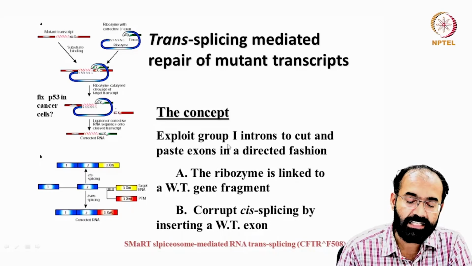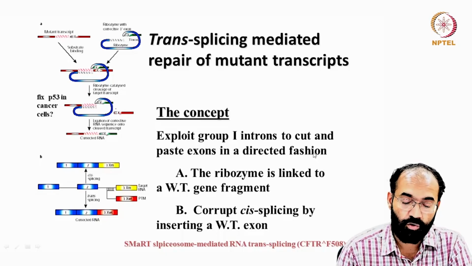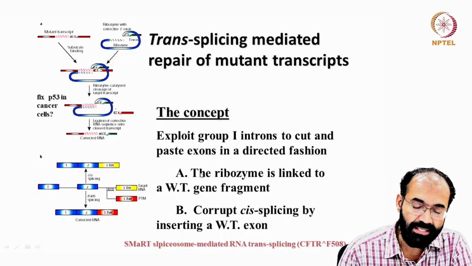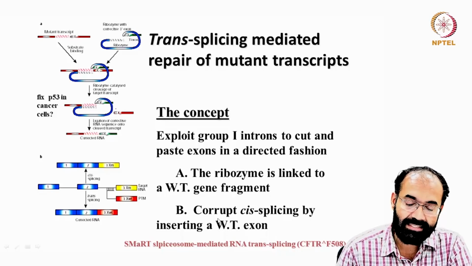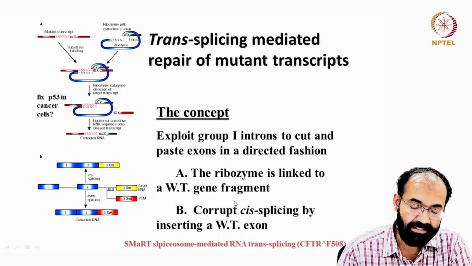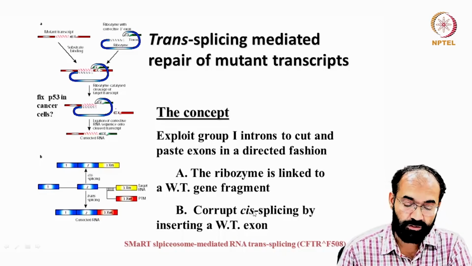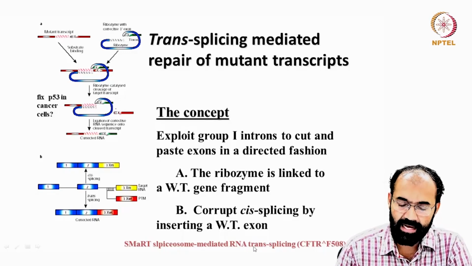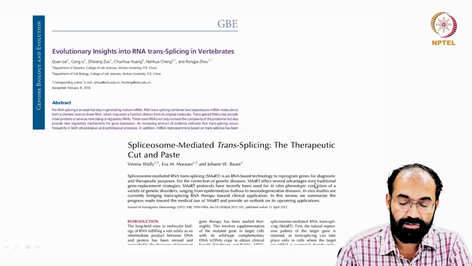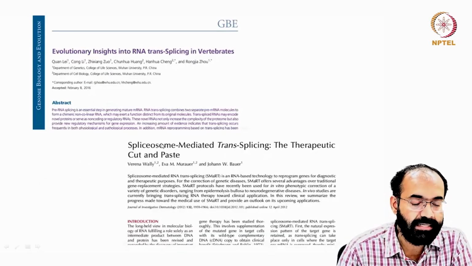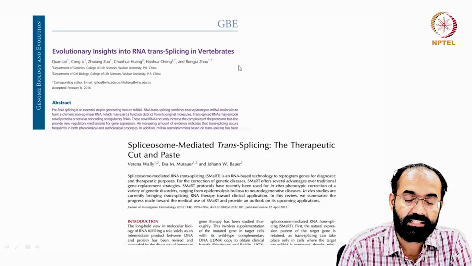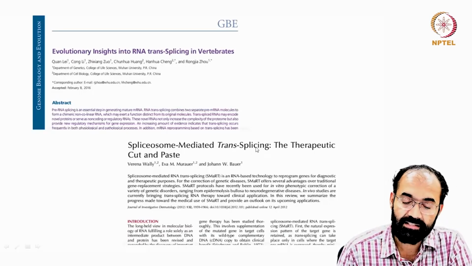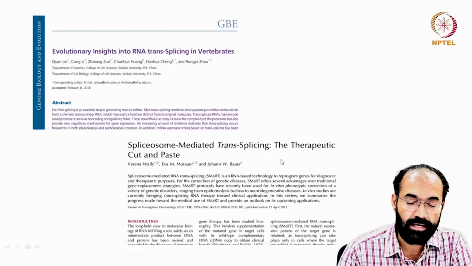So the concept is to exploit the group 1 introns to cut and paste exons in a directed fashion. What we saw, how group 1 introns are functioning. The ribozyme is linked to a wild type gene fragment, and the corrupt, meaning damaged, cis-splicing by inserting a wild type exon is very much possible. One such example is spliceosome mediated RNA trans-splicing. So this is a way in which you end up fixing damaged exons. Those who are interested can read about evolutionary insights into RNA trans-splicing in vertebrates and spliceosome mediated trans-splicing. These are all interesting articles to read.